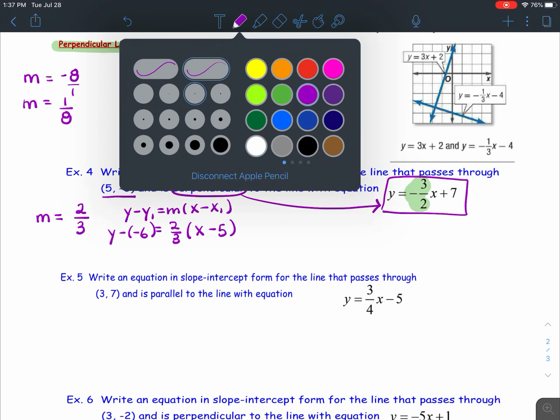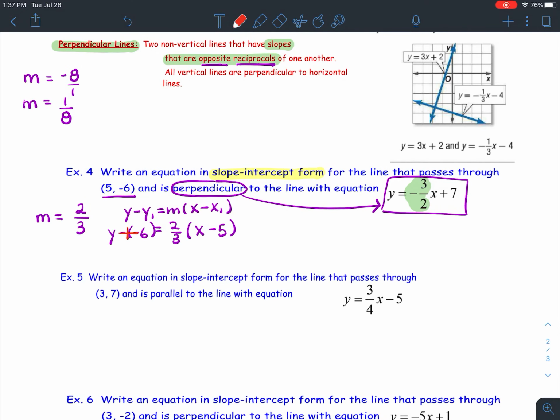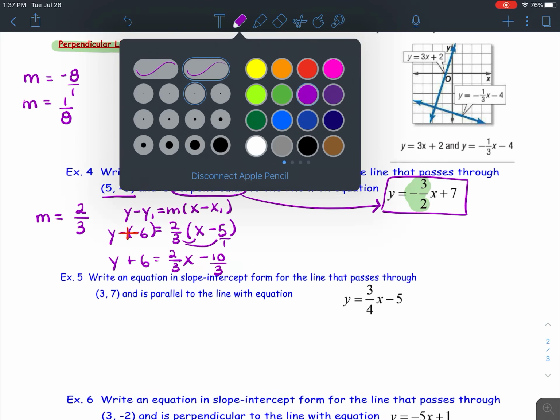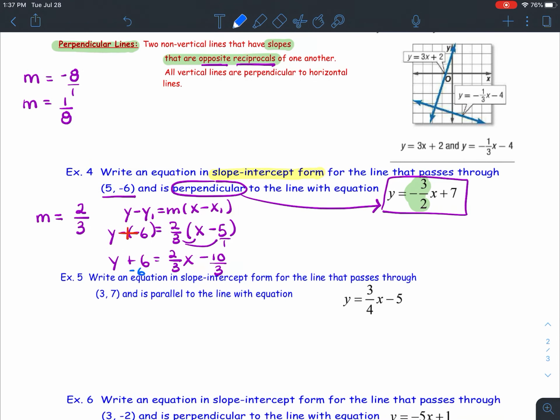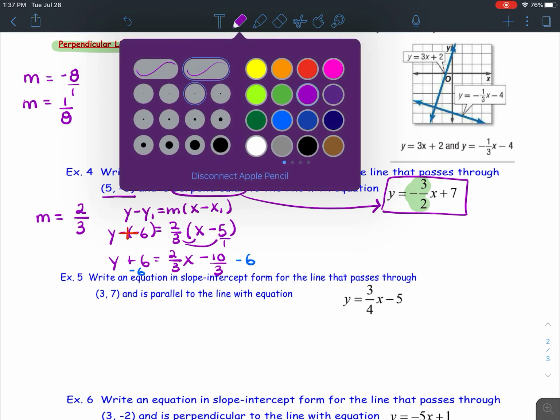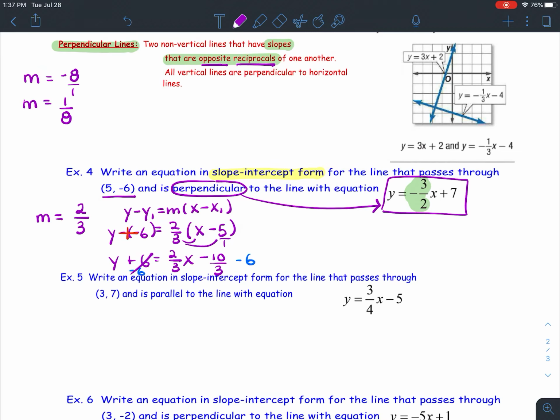Okay, you can see you're going to get another double negative situation right here in front of that 6. Okay, we're going to distribute a 2/3. That's going to make this 2/3 x minus 10/3. Okay, and then we will subtract 6 from both sides. Okay, now I don't have a calculator that I can pull up here on this video, but hopefully you guys are all comfortable doing this on your calculator.